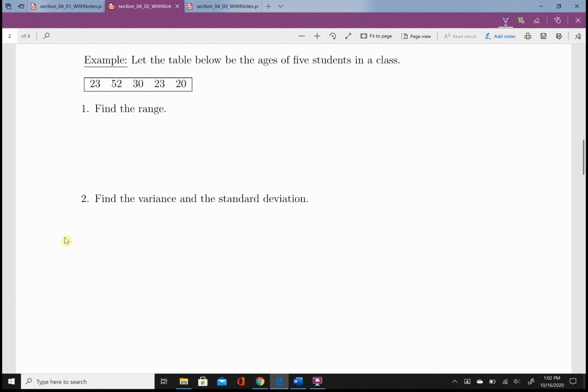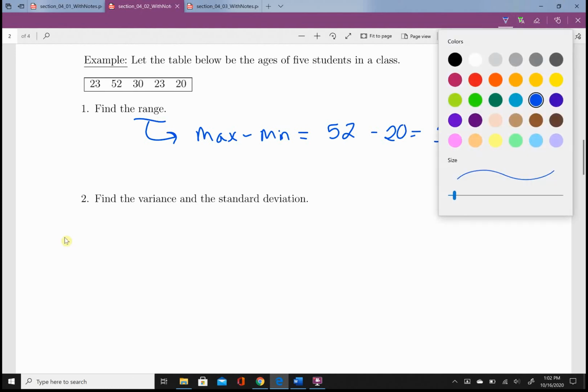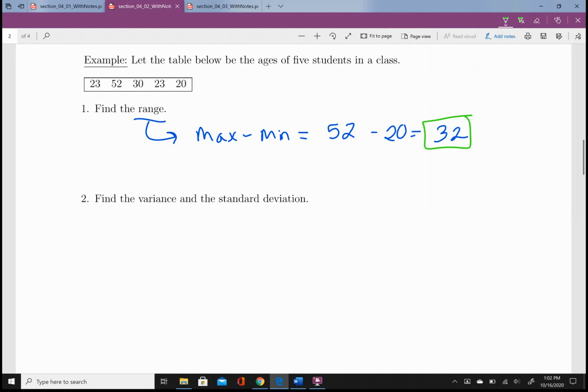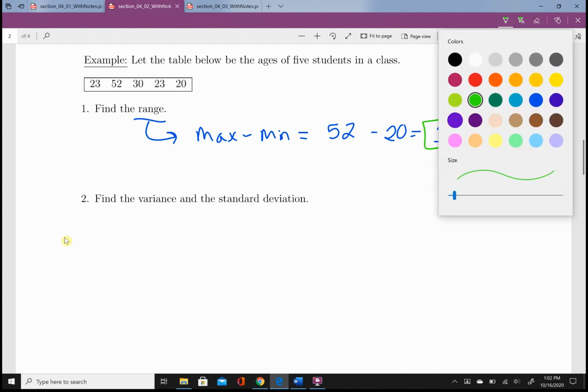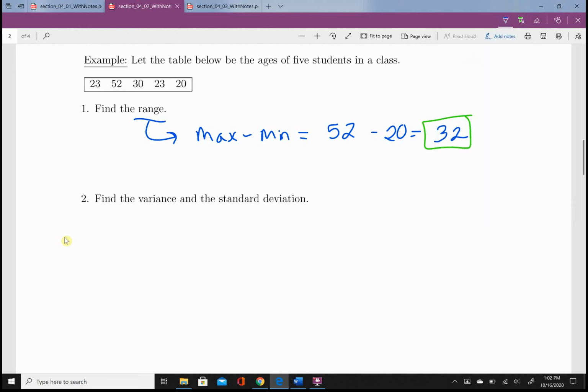Now, they don't give you the range value, but they give you enough information in order to calculate it. Because remember, the range is the max minus the min value, which in this case, the max is 52, and the minimum value was 20. So what's their difference? That'll be 32. That's the range. Oops, that's not the color we were using earlier. Okay. Now find the variance and the standard deviation.